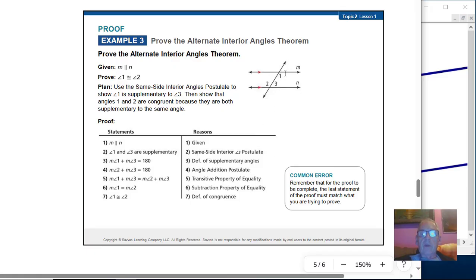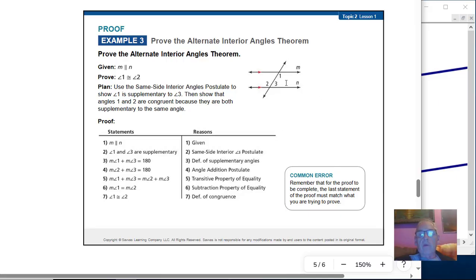That means that if they're supplementary, they add up to 180 degrees. And angle 2 and angle 3 are going to add to 180 degrees because they're a linear pair. That's the angle addition postulate. And you can say 180 is equal to 180. So you can set these equal to each other using the transitive property. And if we take angle 3 away from each one of these, we're left with the measure of angle 1 is equal to the measure of angle 2. And that means that angle 1 must be congruent to angle 2.